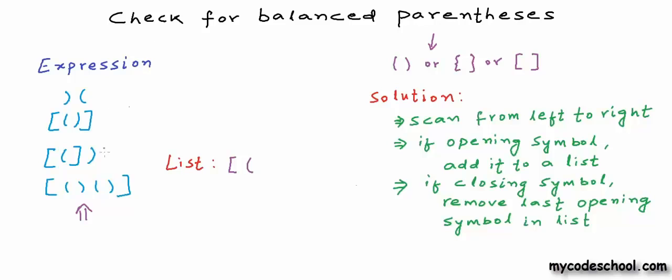The next character is a closing of parenthesis. Now we must look at the last opening symbol in the list, and if it is of the same type, then we have got its counterpart and we should remove this. Now we move on to the next character. This is once again an opening parenthesis. It should go in the list at the end. The next character is a closing of parenthesis, so we will look at the last element in the list. It's an opening parenthesis, so we can remove it from the list.